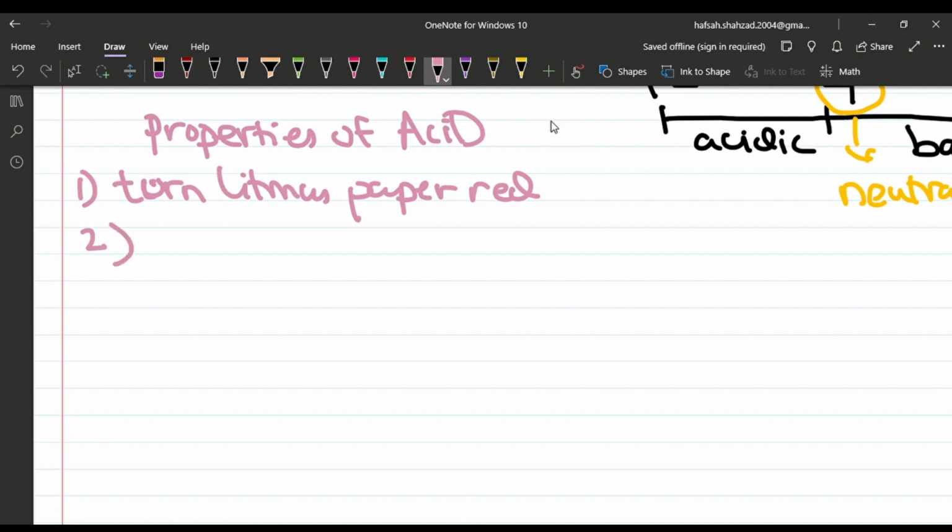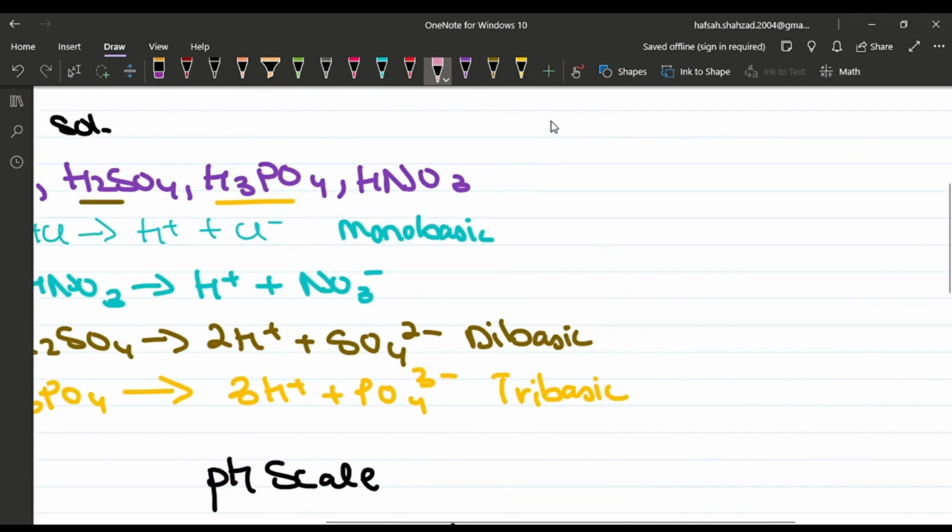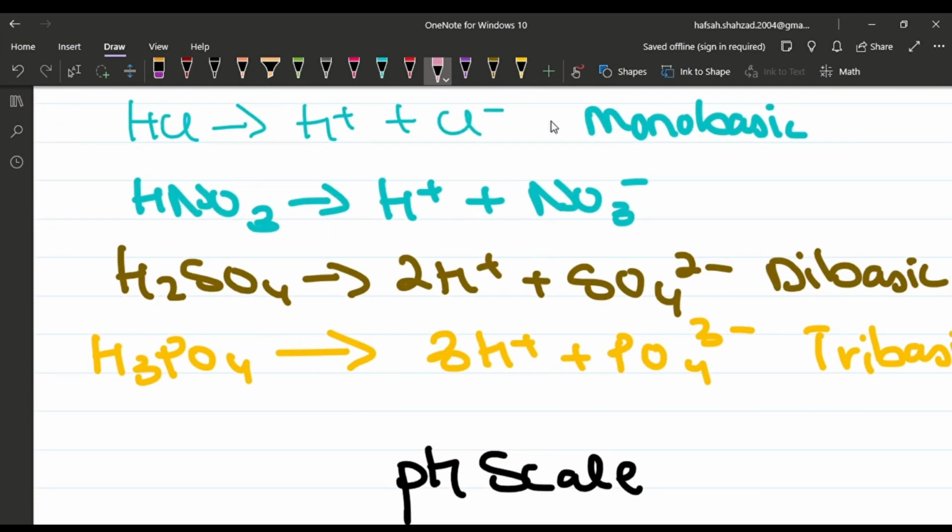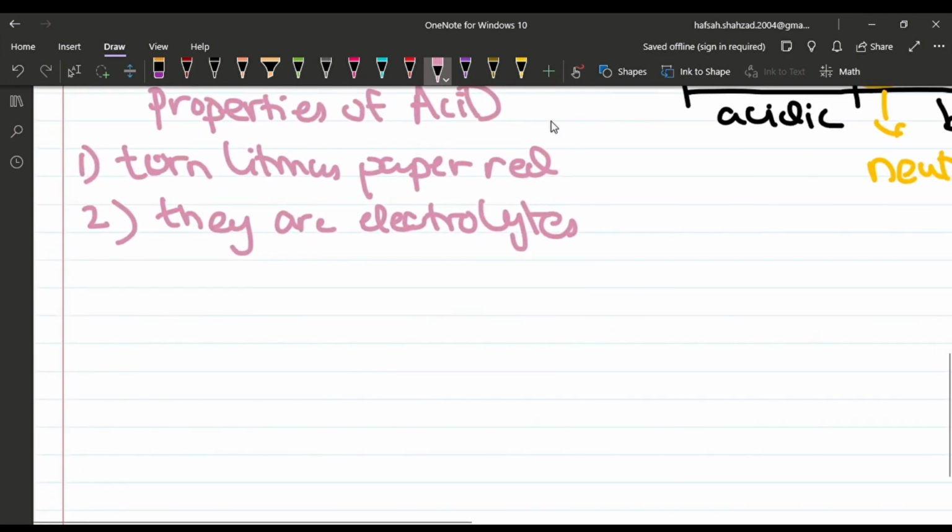Furthermore, they are electrolytes, because electrolytes are those compounds that can conduct electricity. To conduct electricity, we either need ions or free electrons. Now these compounds are being ionized, which means they are giving out ions. So these ions are the ones that can conduct electricity. Therefore, they are classified as electrolytes.